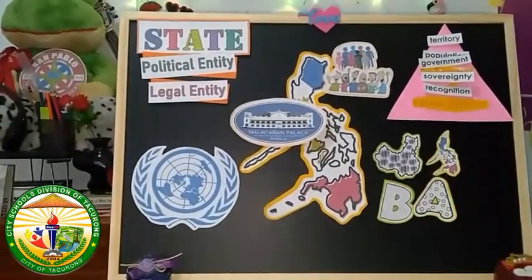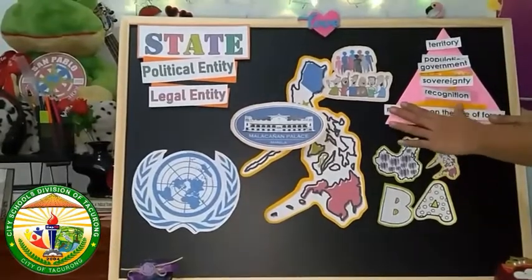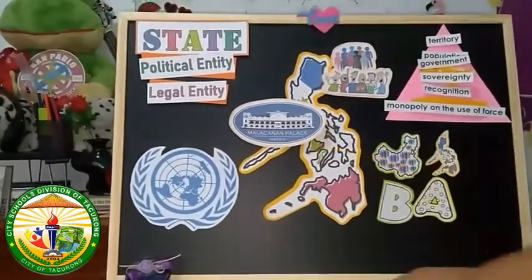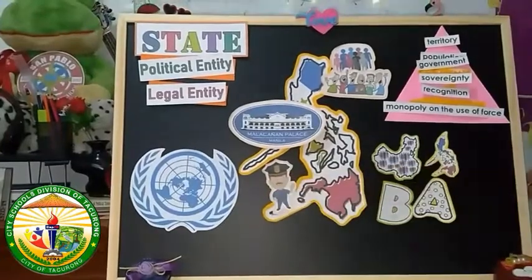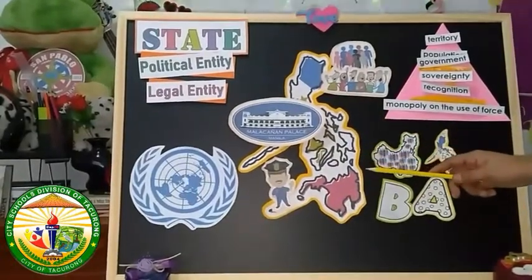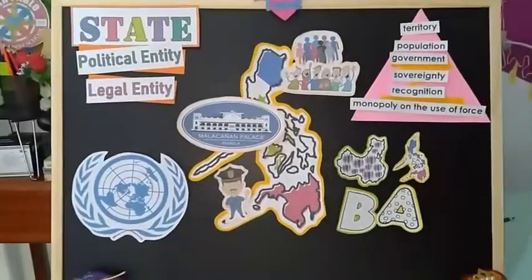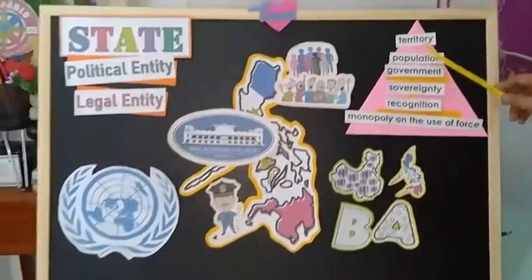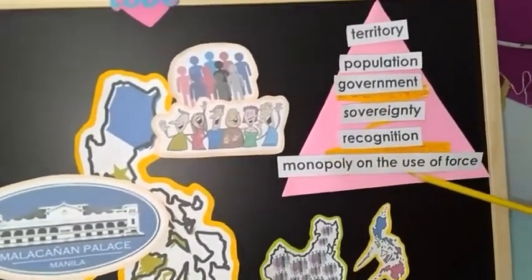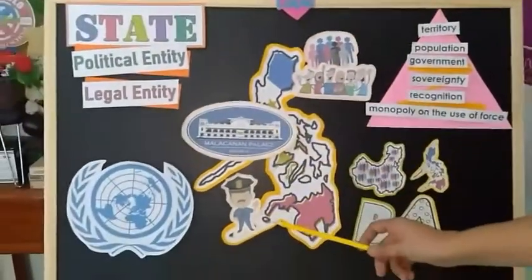The sixth characteristic that all states share is they have a monopoly over the legitimate use of force inside the state. Only the government, for instance, can have a police force. So I'll place the police officer there. The whole idea then is the government is responsible for maintaining order and security within the state. So take all this together: territory, population, government, sovereignty, recognition, and monopoly on the use of force. And there you have the central characteristics or elements of the modern state.